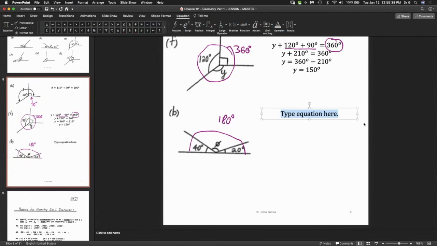These angles here add up to 180. So 40 degrees plus 20 degrees, plus this Greek letter here, which is the Greek letter phi. You see how I typed it on the keyboard? P-H-I? Phi. Say it to yourself, like phi. And then 180 degrees. So that's phi plus 60.